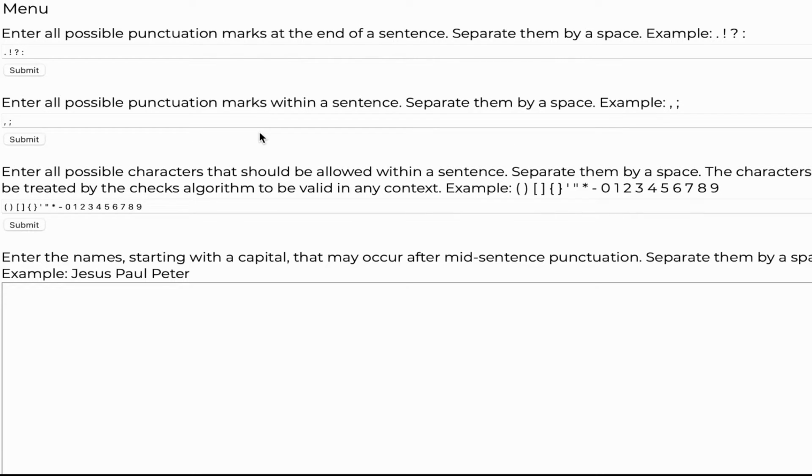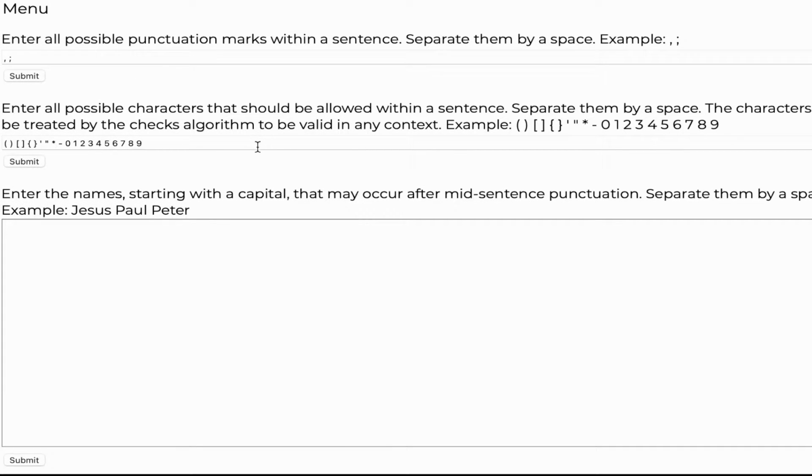Another setting is the possible characters which are allowed in a sentence. For example, round, square and curly brackets, any of the numbers, and so on. One of the purposes of the allowed characters is that when Bibledit checks on the sentence structure, it should not flag unusual situations as errors. If a sentence were to end with a closing bracket, Bibledit then thinks that this is not correct.